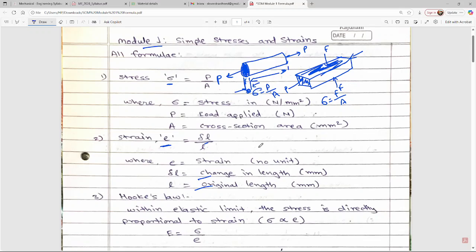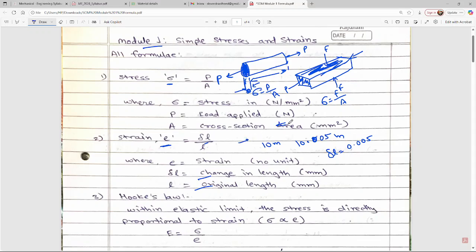Take the example of a 10-meter bar. After applying the force, it goes to 10.005 meter. It expands up to 10.005. Then the delta L value will be 0.005.